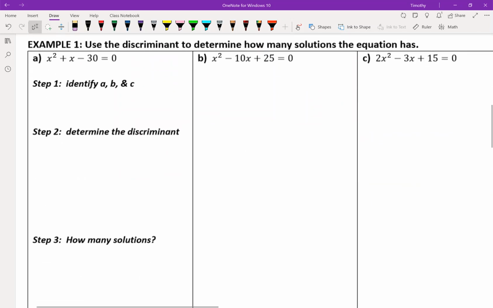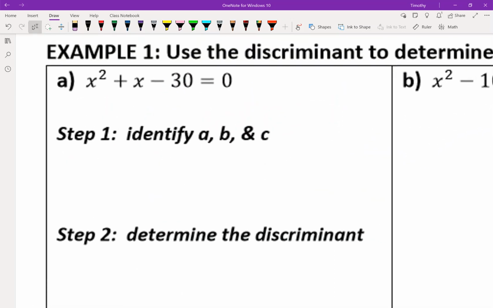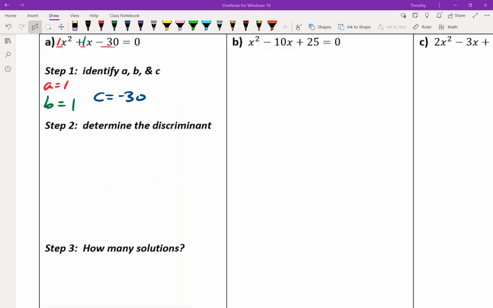For the first one, we have x squared plus x minus 30 equals 0. Our first step here is to identify a, b, and c from the equation. Those are the coefficients of each term. So a would be 1. b is also 1. And c, that's that negative 30. Once we find the values of a, b, and c, we can then find the value of the discriminant, which again is b squared minus 4ac.